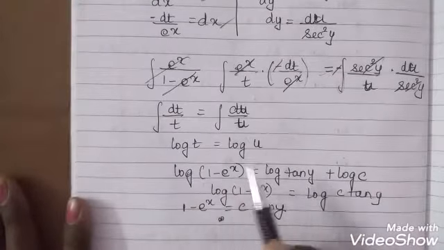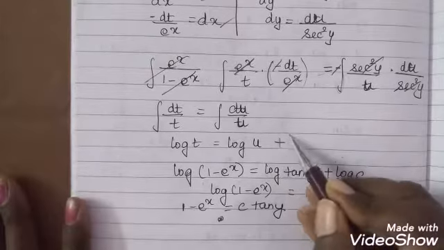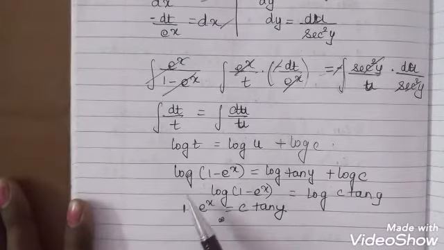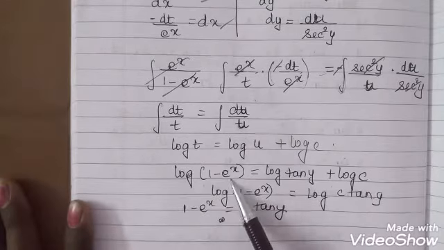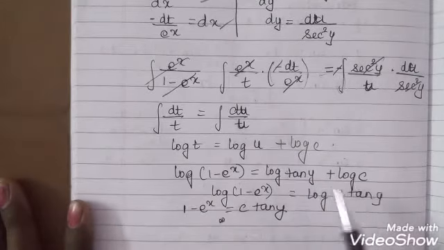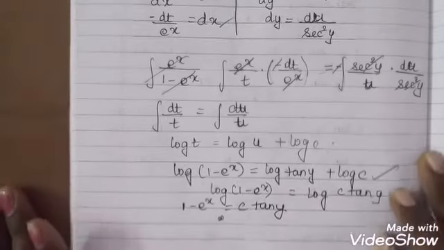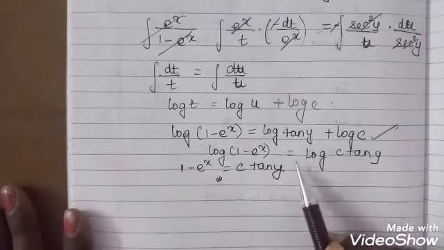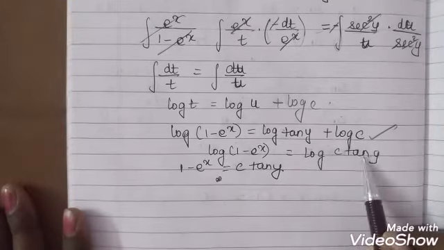So what is this? It's log t equal to log u plus log of a constant. Okay, so substitute it. What will I get? Log of 1 minus e power x is equal to log of tan y plus log c. So how do I write it here? Log of 1 minus e power x is equal to log of c into tan y.